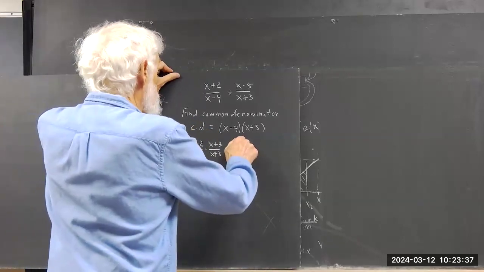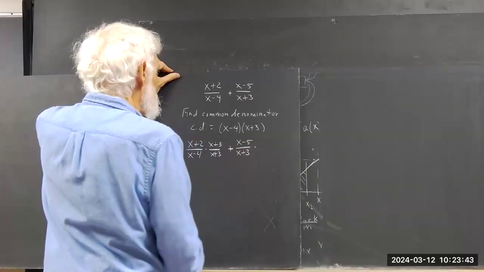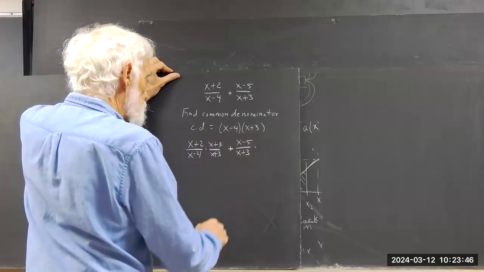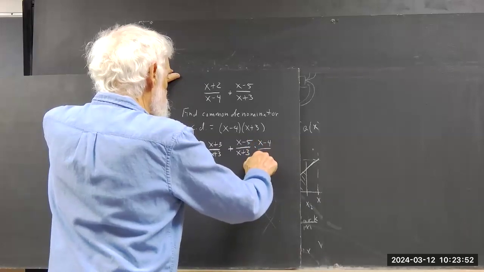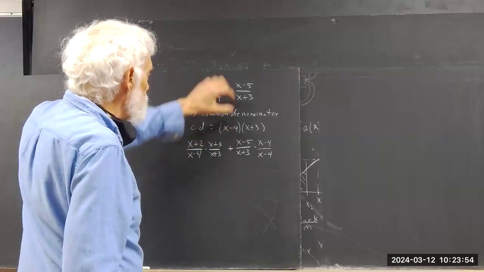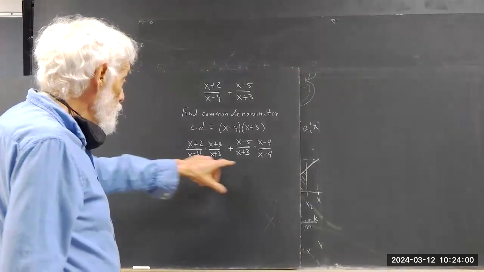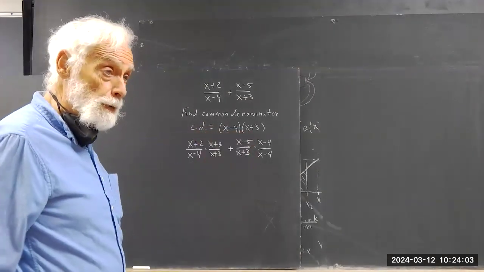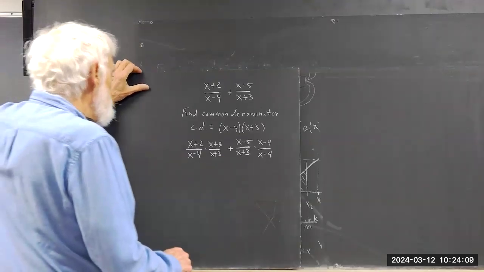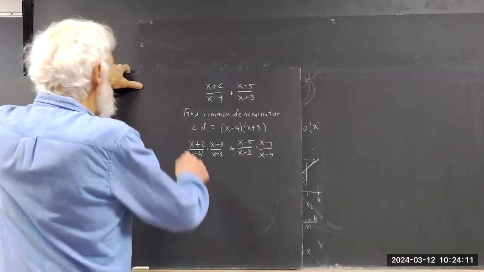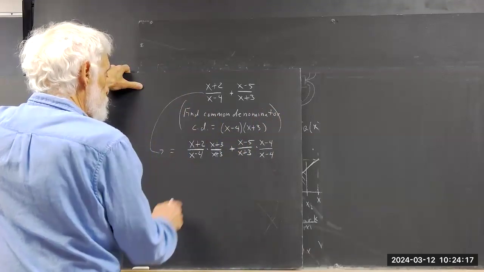Okay, then we have x minus 5 over x plus 3. And we want to get a denominator of x minus 4 times x plus 3. We're going to multiply that by x minus 4 over x minus 4. Again, just multiplying this fraction by 1 so we don't change its value. But now that we've done this, our denominator is x minus 4 times x plus 3. Each of them has the same denominator. So this equals this.